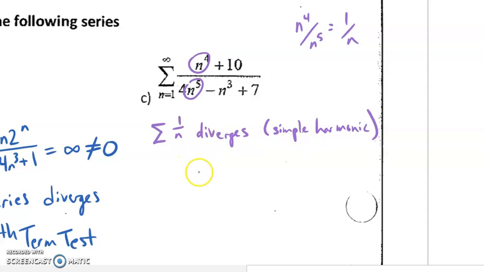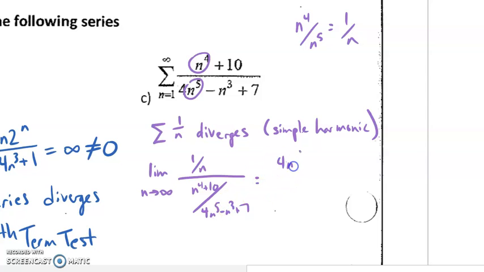All right, so anyway, now that we know how this behaves, we can look at the limit comparison test, which has us looking at the ratio of corresponding terms. And we already know what's going to happen, right? We've got the 4n to the 5th minus n cubed plus 7 on the top. We've got the n and the n to the 4th plus 10 on the bottom. Oh, offensive notation. What did I forget?